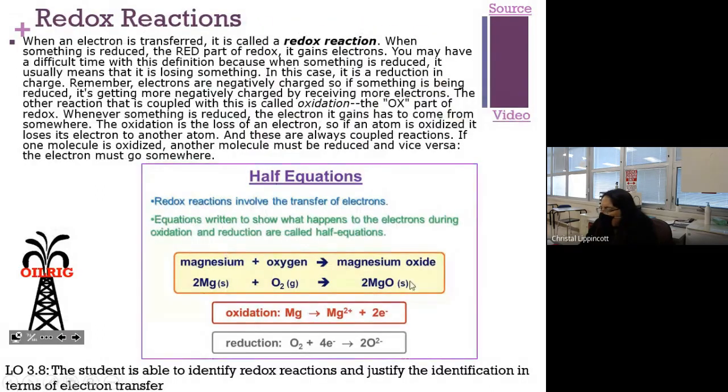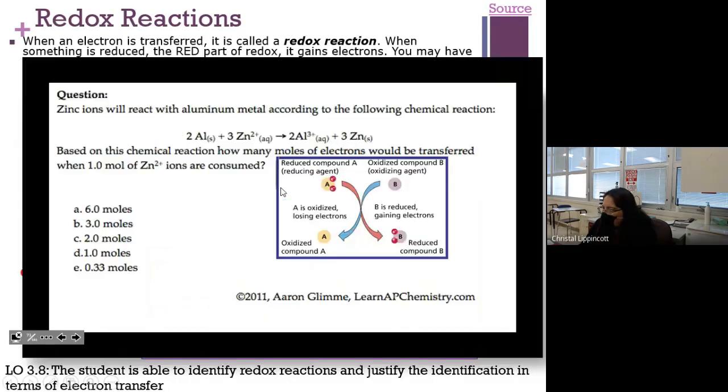So here we've got these half reactions that we have to look at, and you should be somewhat familiar with these because we did cover this a little bit when we did thermochem at the end. So zinc ions are going to react with aluminum metal in the following reaction. Based on this chemical reaction, how many moles of electrons would be transferred when 1 mole of zinc 2+ ions are consumed?